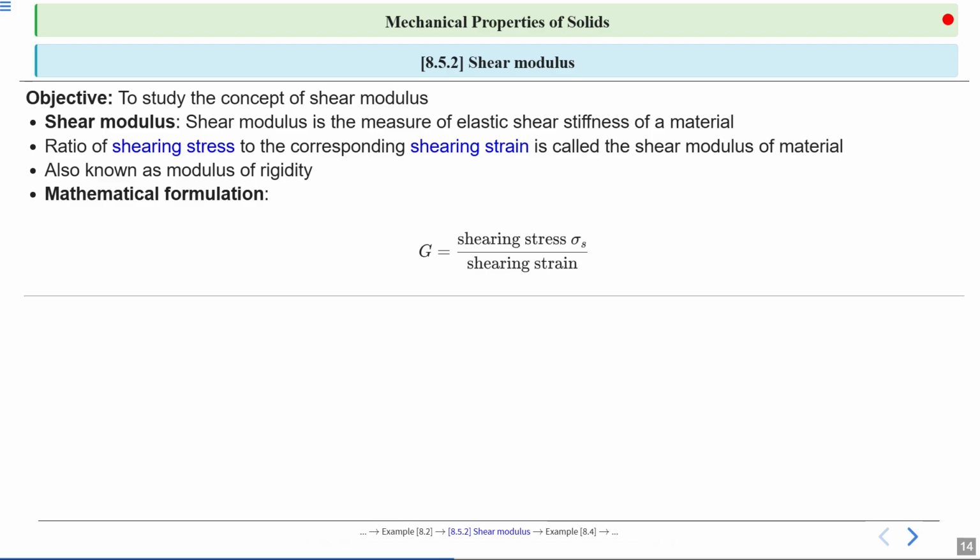Mathematically, we write the shear modulus as G equal to shearing stress sigma s divided by shearing strain. Here G is the shear modulus measured in pascals in SI units, and shearing stress is the force per unit area, also in pascals, and shearing strain is a ratio, so it has no units.